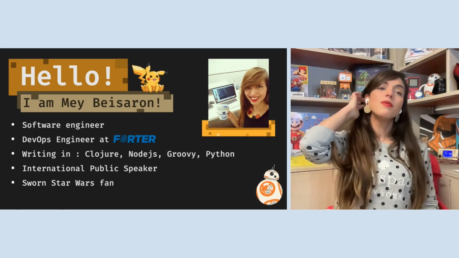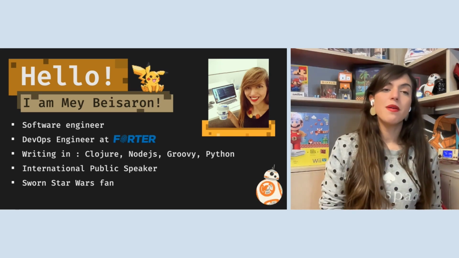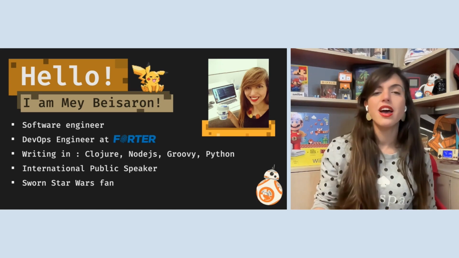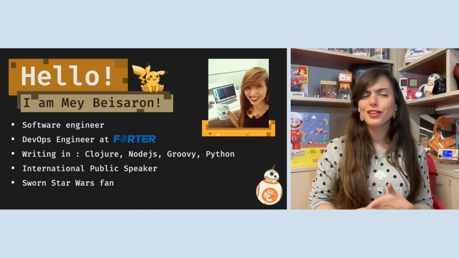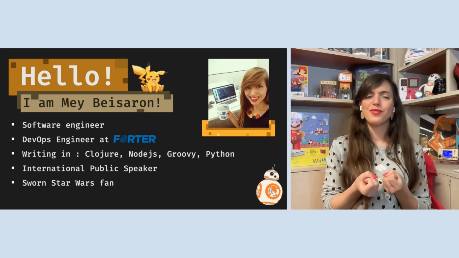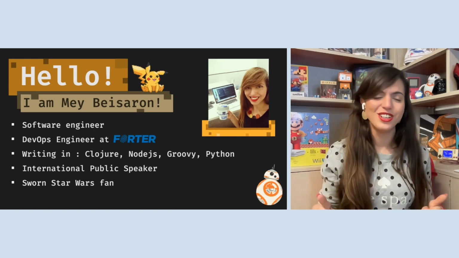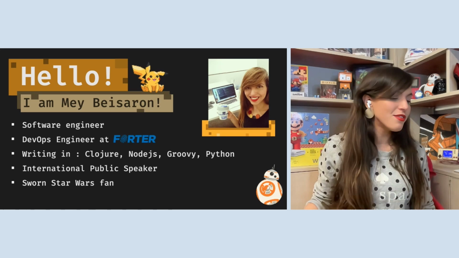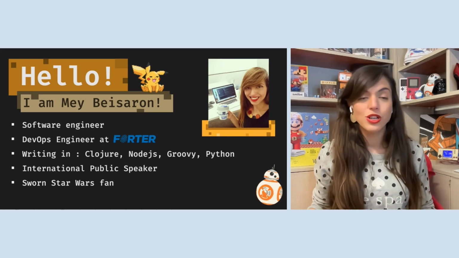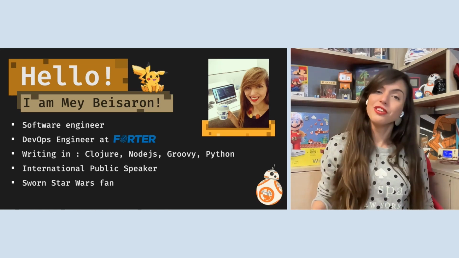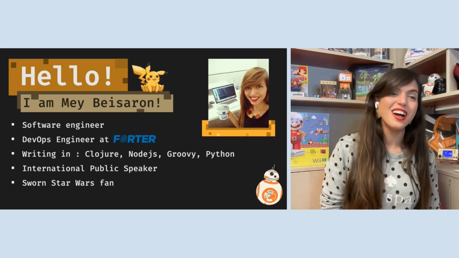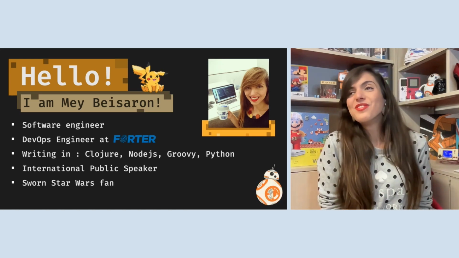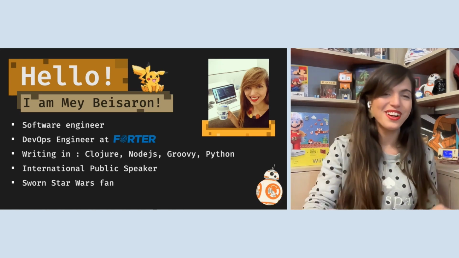I am a DevOps engineer at Forder, and I'm writing in Clojure, Node.js, Groovy, Python, and literally any language that you bring up to my hands, I will say, yeah, I want to do it. I am an international public speaker. I do live coding. I do hands-on workshops. And the reason for the international part is because I love to do that wherever I'm invited to. I love traveling. So there you have it.